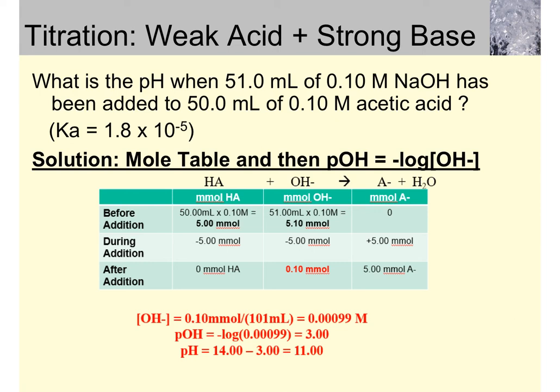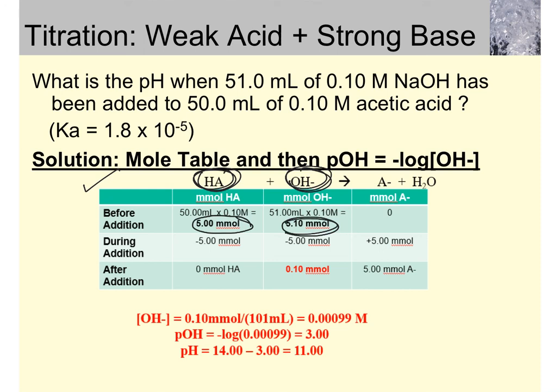Mole table. Anytime you do stoichiometric calculations in a titration, I think the mole table is most useful. It keeps you from making silly errors, okay? So we're just going to do the regular mole table we do for all titrations. Calculate the total moles of the weak acid you had to start with. Calculate the total moles of the hydroxide that you have added.